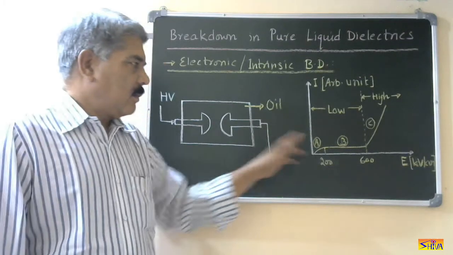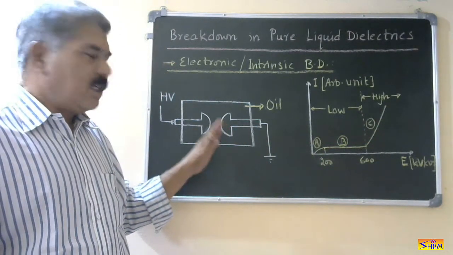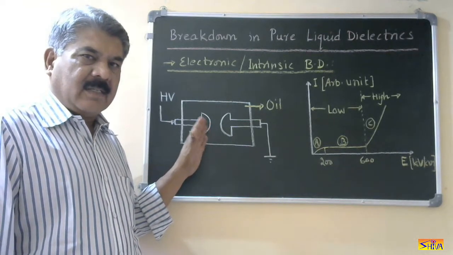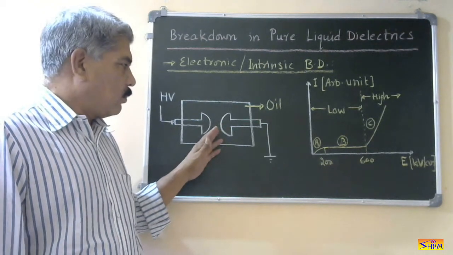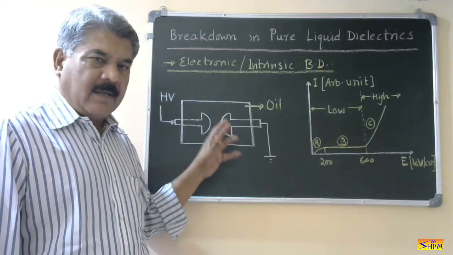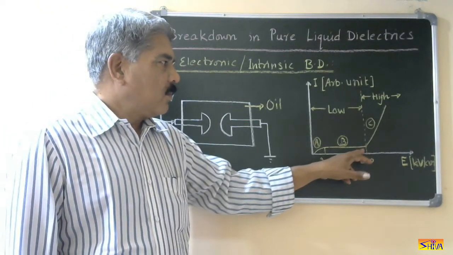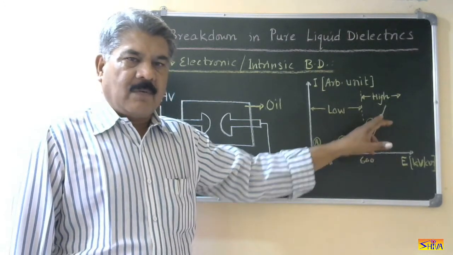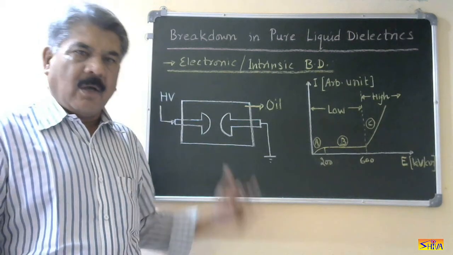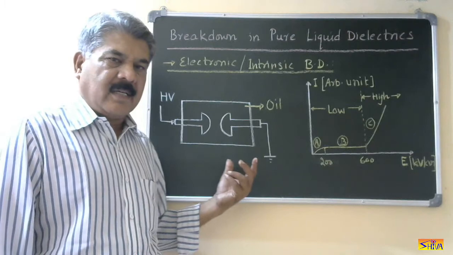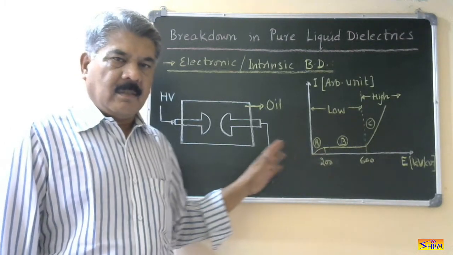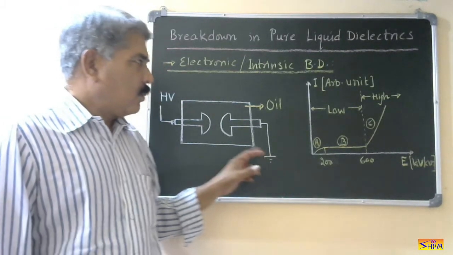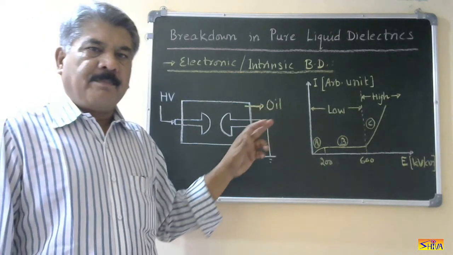After that, in this zone, these positive ions reach the cathode and an avalanche effect occurs. They drag the electrons from the cathode and these electrons rush towards the anode and current increases heavily. So this is zone 3, that is zone C, where current increases to a high value. So either we have to control this current by some external resistance, or in the case of such an oil test kit, the high voltage transformer is disconnected at a specified value of the current. So this is how the breakdown occurs in pure dielectrics.